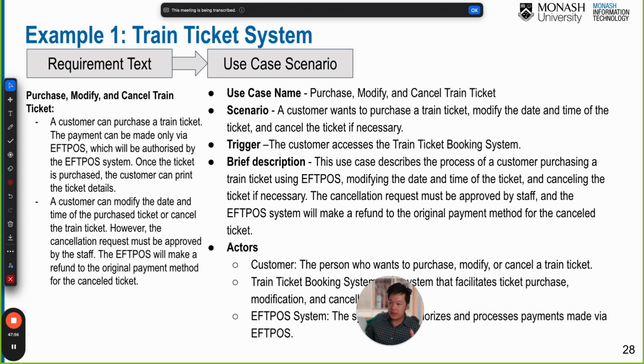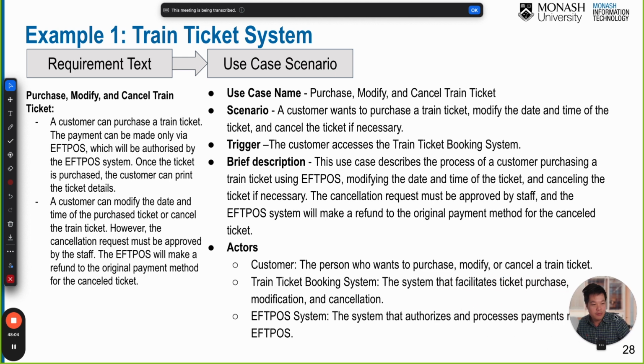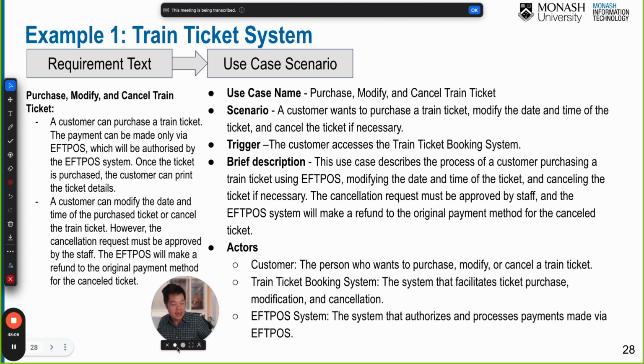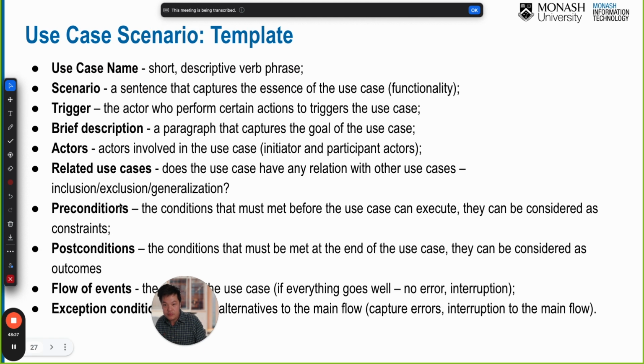Just a brief description. This use case describes the process of a customer purchasing a train ticket. And then the actors section talks about who interacts with this use case. First, definitely the customer, which is the person who wants to purchase, modify, and cancel the train ticket. We need the train ticket booking system. We need the airport system to verify the payment. So what do we have here? We have use case, scenario, trigger, brief description, actors, and then we're going to talk about the rest of them.